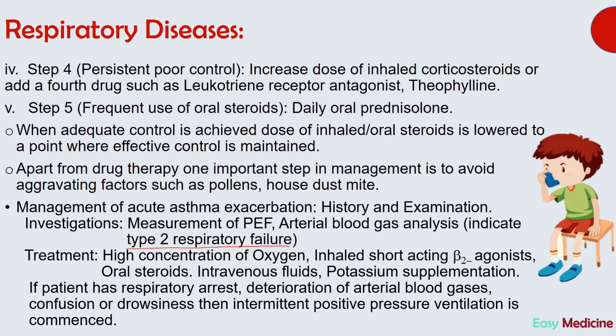One important point that I would like to mention here is that acute exacerbation of COPD will also result in type 2 respiratory failure. Now, the treatment of acute exacerbation of asthma involves administration of high concentration of oxygen, inhaled short-acting beta-2 agonists, oral steroids, intravenous fluids, and potassium supplementation. If the patient develops respiratory arrest, deterioration of arterial blood gases, confusion, or drowsiness, then intermittent positive pressure ventilation is started. And this is the reference page number of Davidson's Book of Medicine from where these answers are taken. Let's move to the next question.